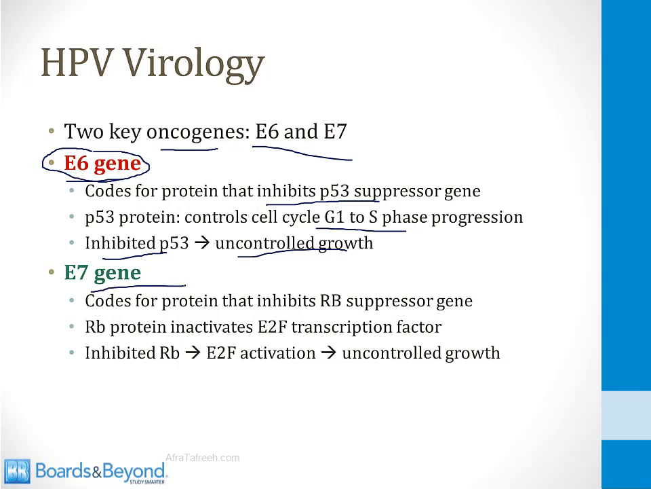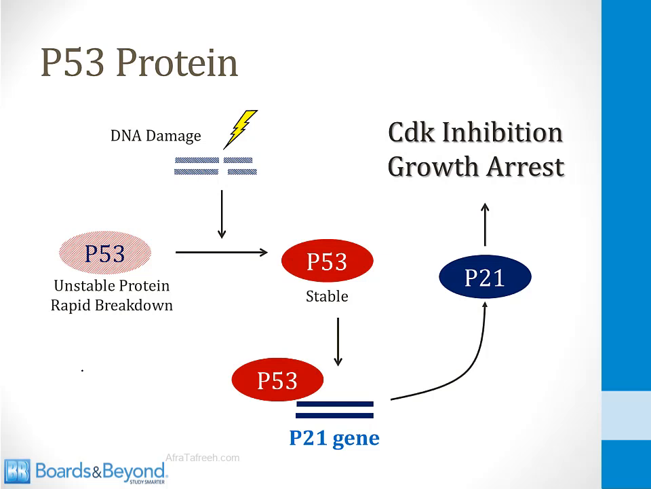The E7 gene codes for a protein that inhibits the retinoblastoma tumor suppressor gene, and I also talk about this protein in the cell cycle video in the cell biology section. RB protein inactivates the E2F transcription factor, so when you inhibit RB, you then get E2F activation, which leads to uncontrolled growth. Here's one of the slides from the cell cycle video in the cell biology section.